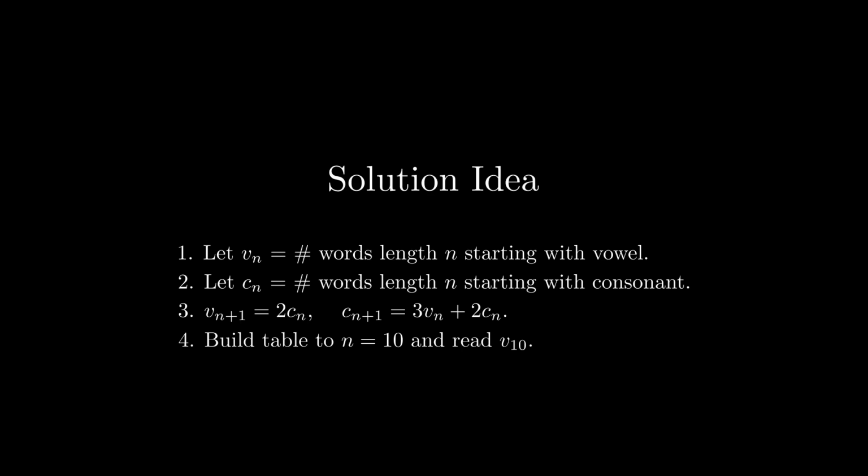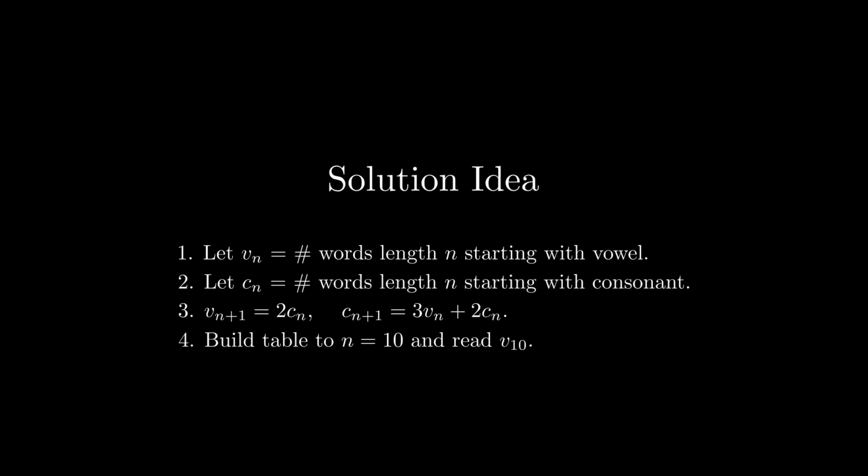So the first letter is a consonant. How can we continue from that? It can either be 2 of the 3 other consonants, because there are no 2 letters in a row, or it can be a vowel, and there are only 2 vowels. So C sub n plus 1 is equal to 2 C sub n plus 3 V sub n.